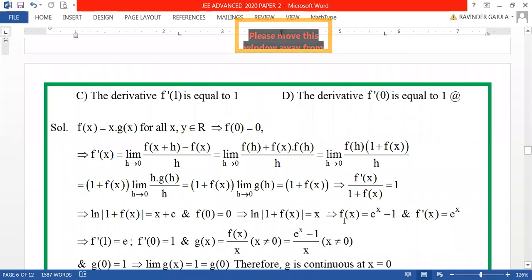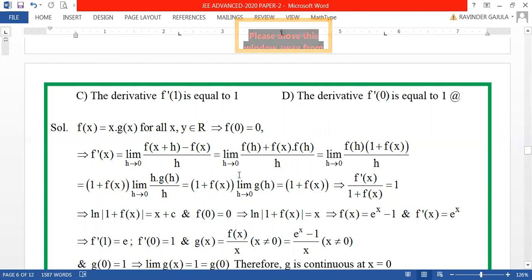Yes. Now, when f of x is e power x minus 1, f dash x can be taken as e power x. f dash x is e power x. Then f dash 1 is e. f dash 0 is 1. And g of x will be f of x by x, where f of x is e power x minus 1, by x for x not equal to 0.